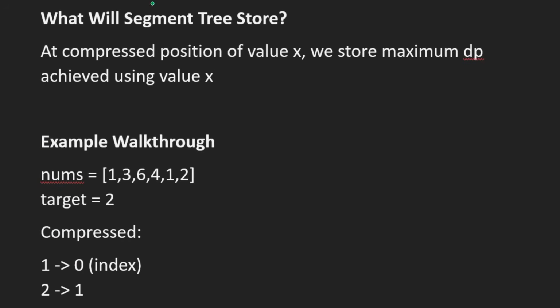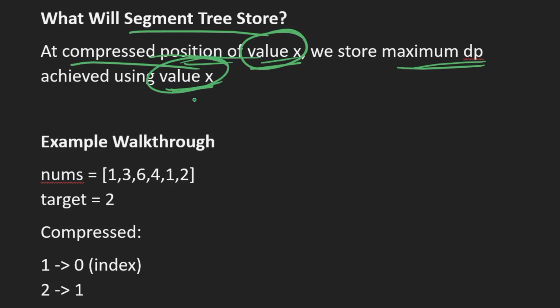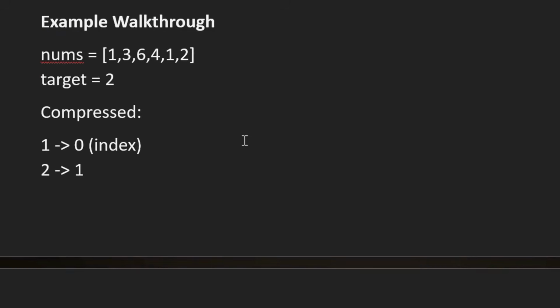So now what will our segment tree be storing? At the compressed position of value x, what will be stored? We are storing the maximum dp value that we can achieve using the particular value x, right? So we'll be storing the maximum dp value that we can achieve. So we'll try to understand it with the help of an example.